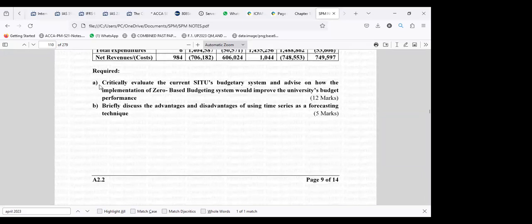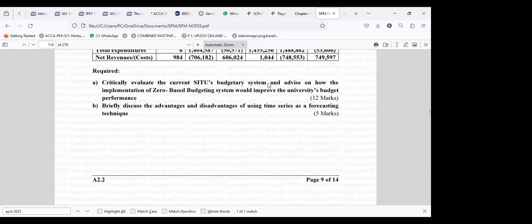I think question number 3 was asking to critically evaluate the current STI budgetary system and advise on how to implement zero-based. It's not a calculation on zero-based. It's just that there are two statements there. One is you analyze. You do your analysis of what is given.